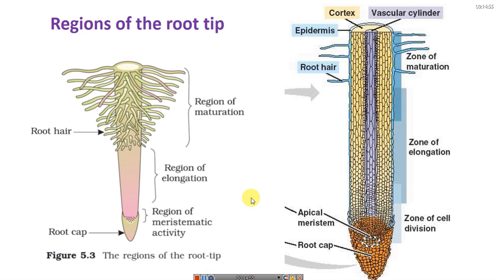So with this we complete our topic: root types, different types of root systems, different types of roots, different types of adventitious roots, and different regions of the root tip.